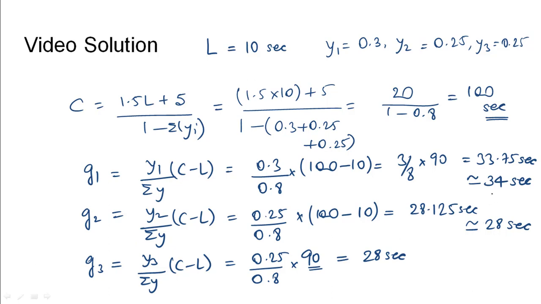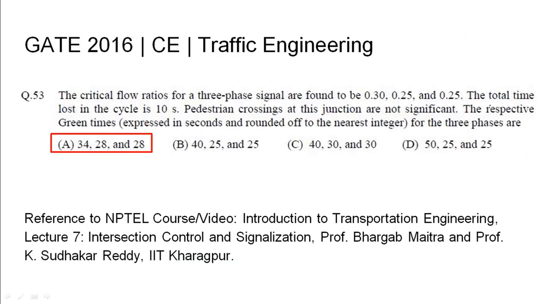So the green times were found out as 34, 28 and 28 for the three phases. So the respective green times for the three phases, rounded off to the nearest integer, are 34, 28 and 28, which is option A. The relevant NPTEL reference has been mentioned.